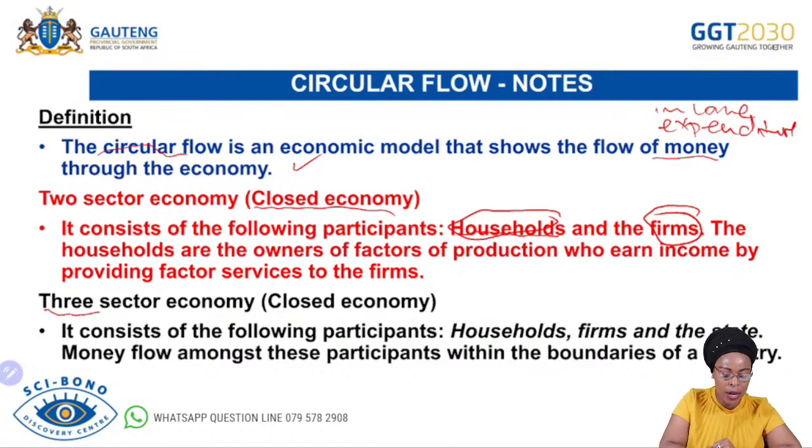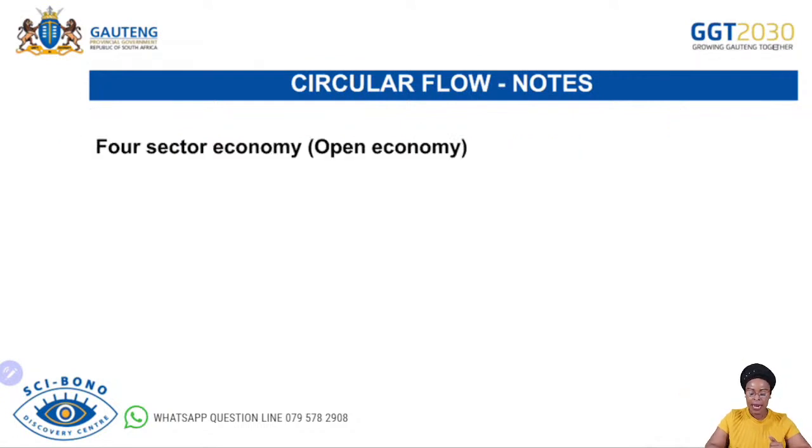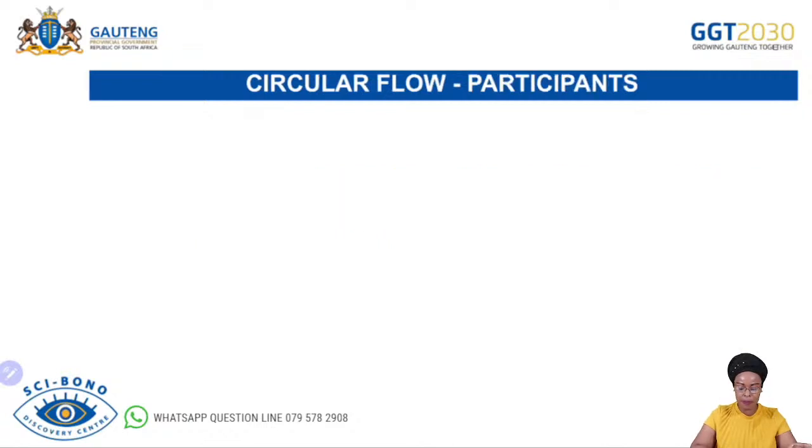The same goes for the three-sector economy, there is no foreign sector. It's called a closed economy. Who are the participants in a three-sector economy? It is the household, the firms, and the government. Money flows amongst these participants. No foreign sector again. Let's look at the fourth sector. The fourth sector is an open economy because it consists of the household, the firms, the state, and the foreign sector. So transactions here involve other countries. Then we have an open economy.